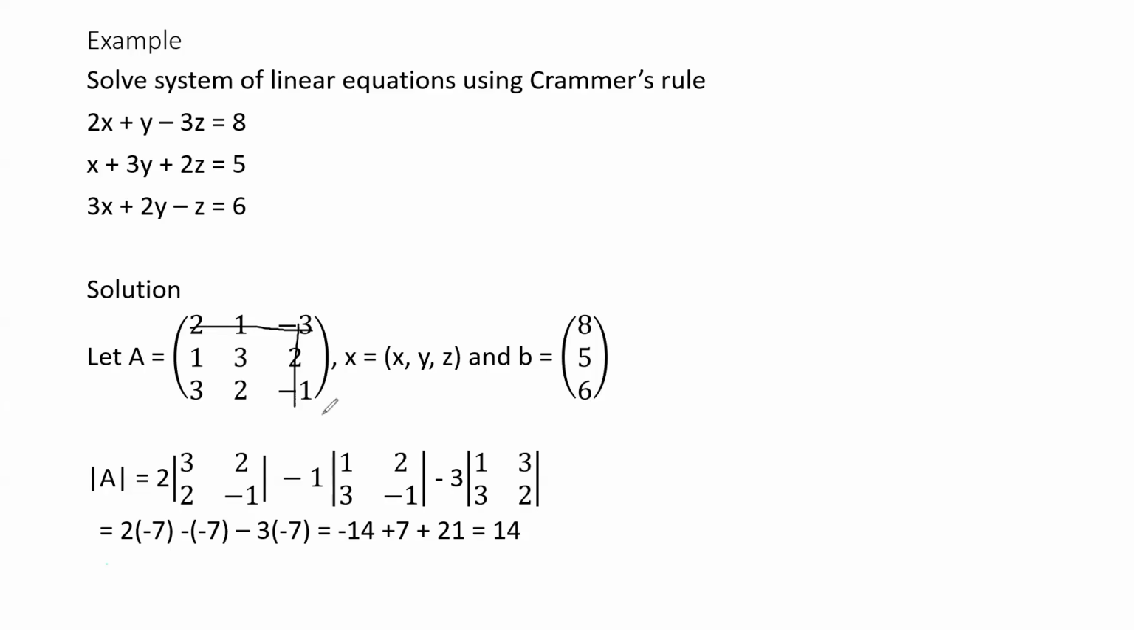Yes, sir. So therefore, we are left with 1, 3, 3, 2. So you can see that we can get the matrix determinant easily. Here, 2 times this minus this. Are you okay? Yeah. This minus this. This minus this. Are we okay with that?